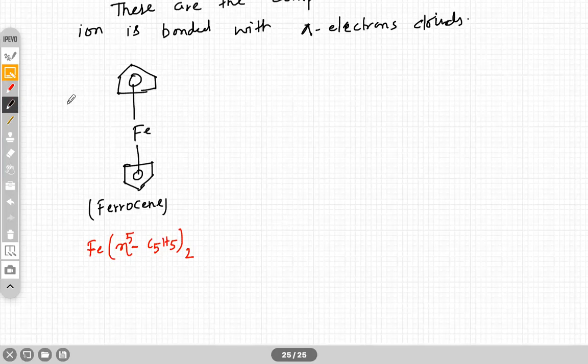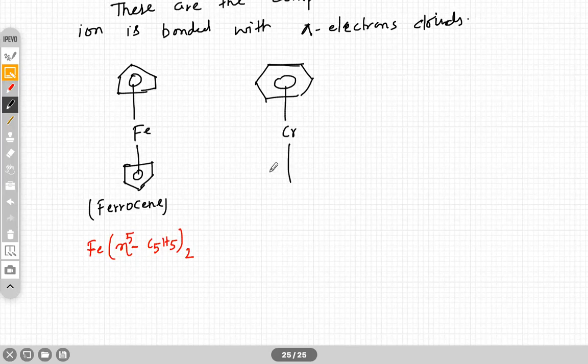One more example we have, in fact 2 we have. Pi electrons of benzene, you see this, with chromium, and this is attached with benzene. This we call dibenzene chromium.